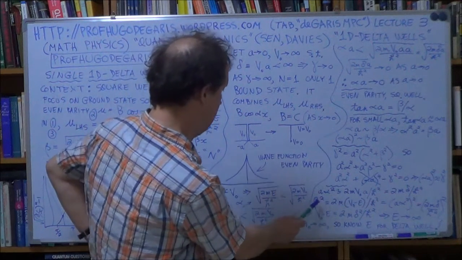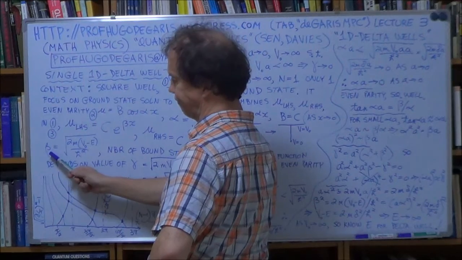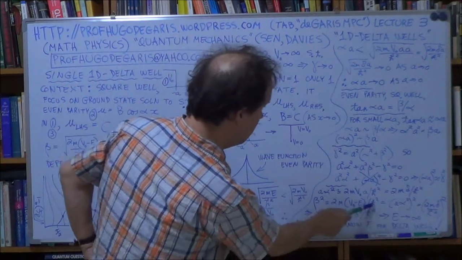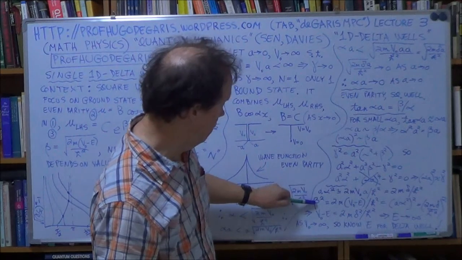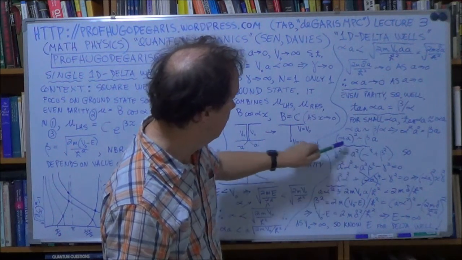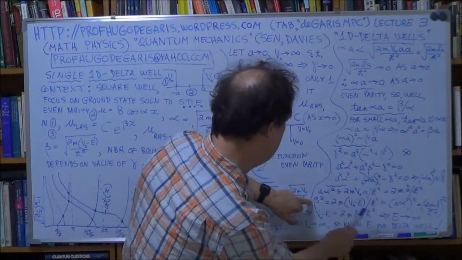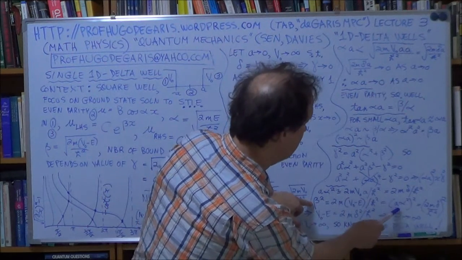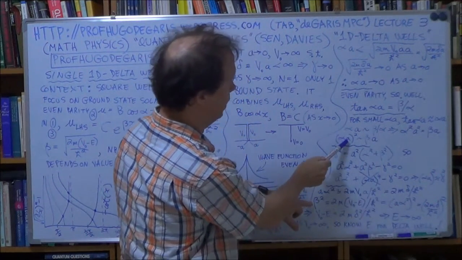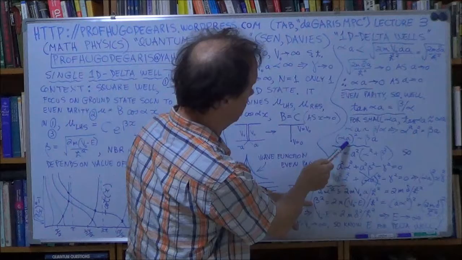And what about beta squared? Where's beta? Here. Square that, and you'll get 2m(V minus E) over h bar squared, which is here. But beta squared, where's beta? Beta is A alpha squared. Where does that come from? You get alpha squared A squared, and you've got a beta A, so one of the A's cancels. So beta will just be alpha squared A.